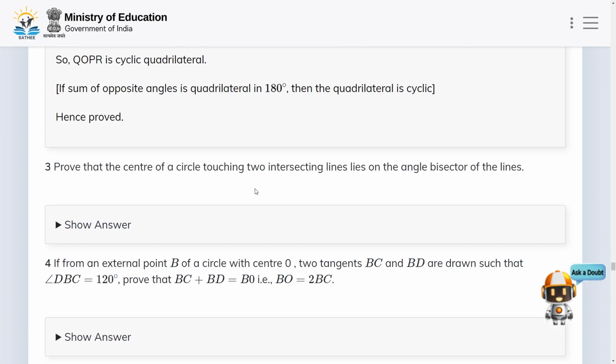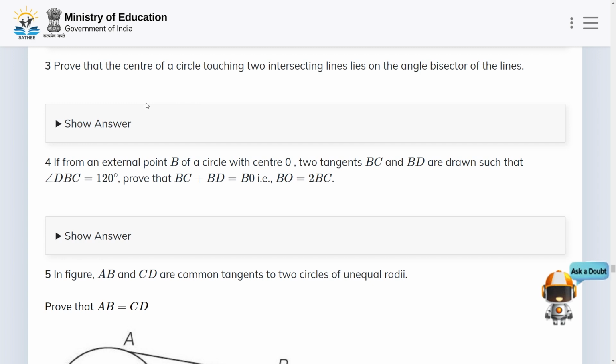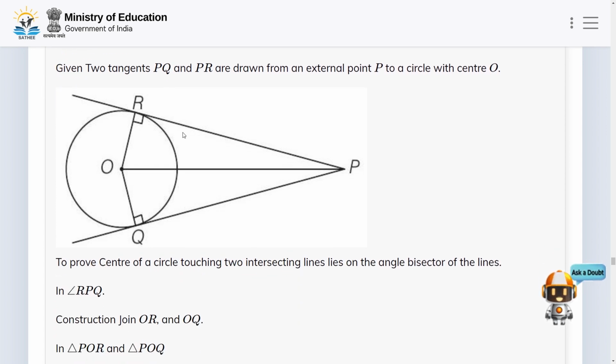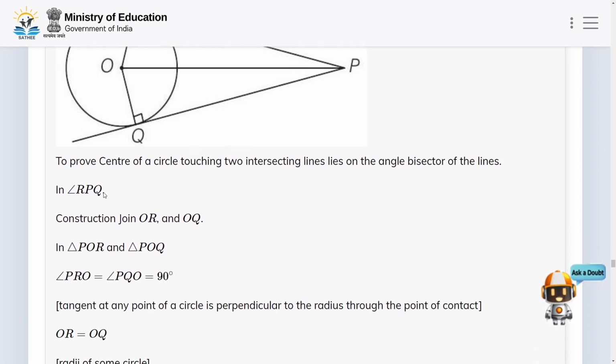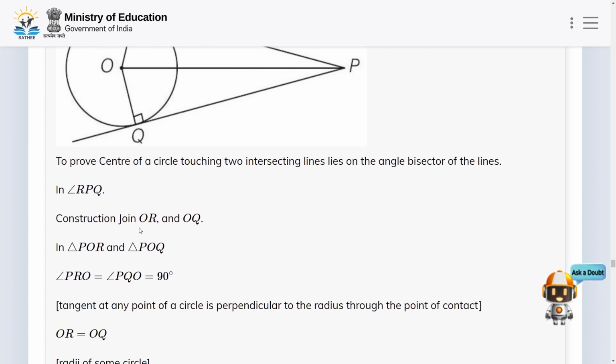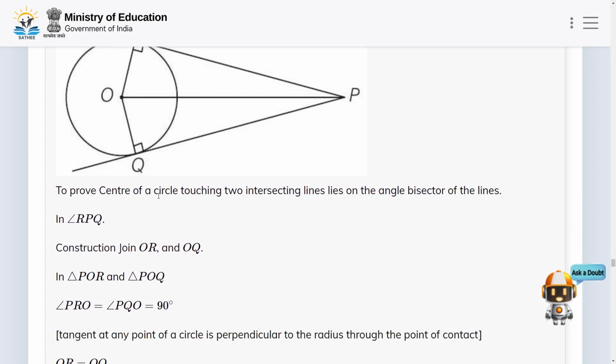Now let us move to the next problem. Here we have to prove that the center of a circle touching two intersecting lines lies on the angle bisector of the lines. Let us prove this. Given two tangents PQ and PR drawn from an external point P to a circle with center O. We have to prove that the center of a circle touching two intersecting lines lies on the angle bisector of the lines, that is, of angle RPQ. Construction: join OR and OQ.